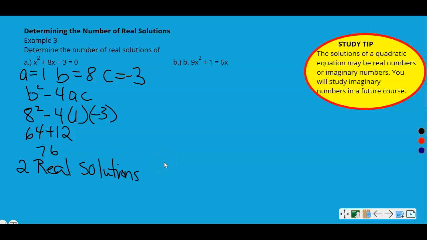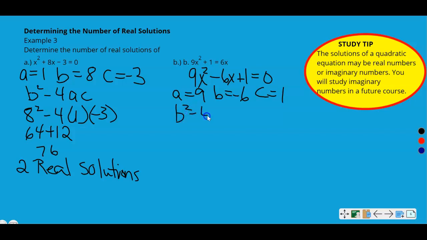All right, for part B, the first thing we have to do is put this in standard form. So we've got 9x squared. We have to subtract 6x to the left-hand side. We have plus 1 equals 0. Once we do that, we have to determine our a, our b, and our c. And then we have to find the discriminant. So again, we're doing b squared minus 4ac.